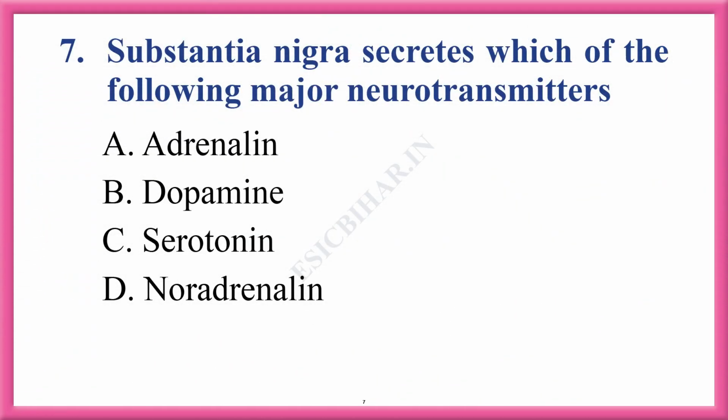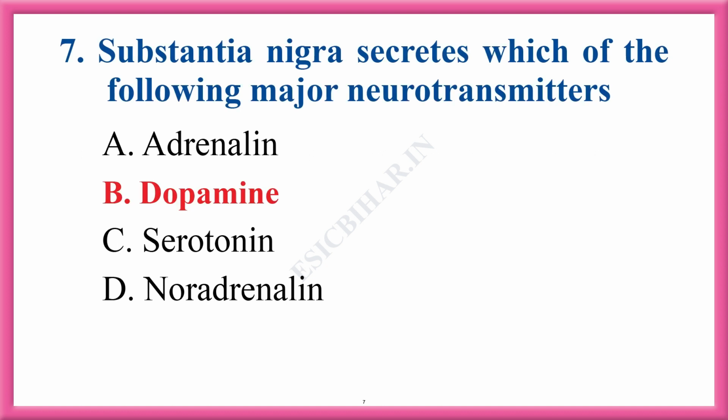Question 7. Substantia nigra secretes which of the following major neurotransmitters? A. Adrenaline, B. Dopamine, C. Serotonin, D. Noradrenaline. And the answer is B. Dopamine.